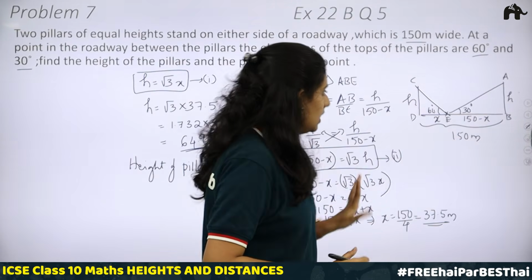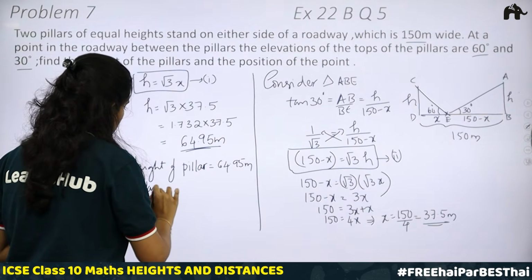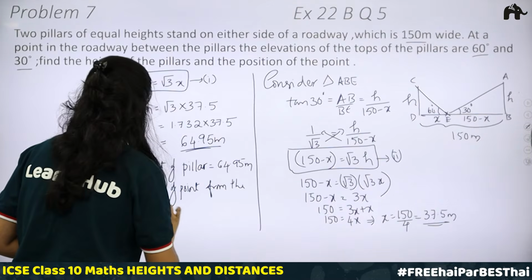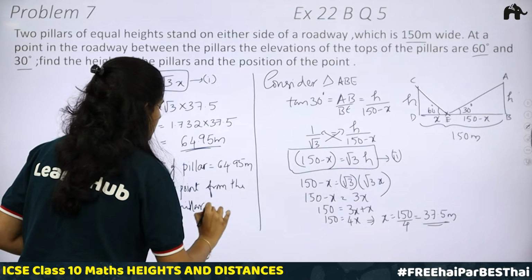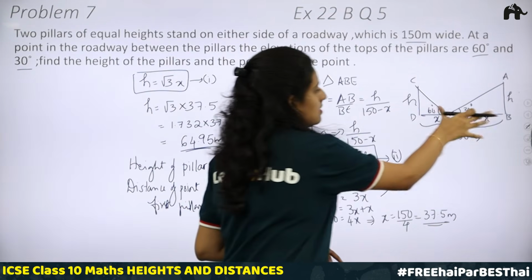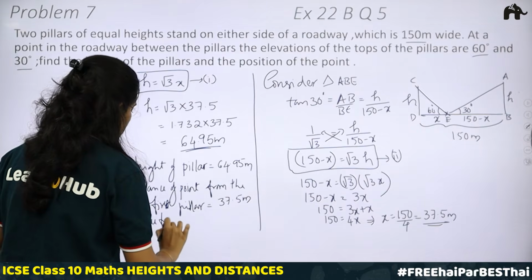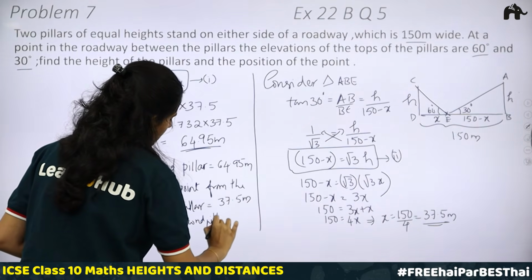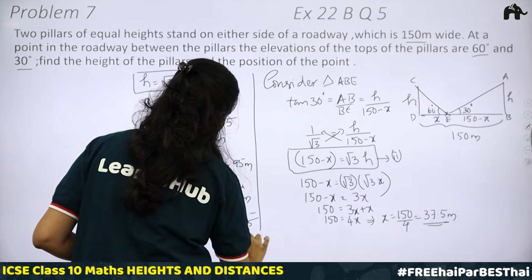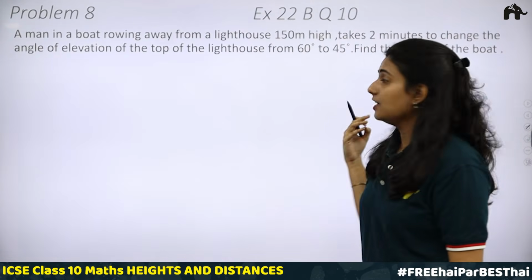So, the point E is at X distance from the first pillar. Okay, that is the distance of point from the first pillar is equal to 37.5 meters. And if you want to find the distance from the second pillar, what will be the distance? It is 150 minus X. Distance from second pillar will be equal to 150 minus 37.5. Subtracting, we will be getting 112.5 meters. Okay, 112.5 meters. Clear?